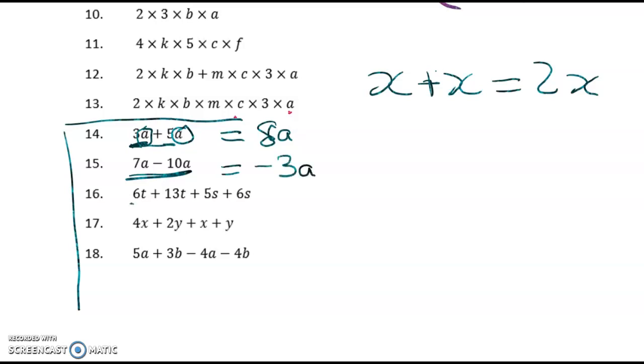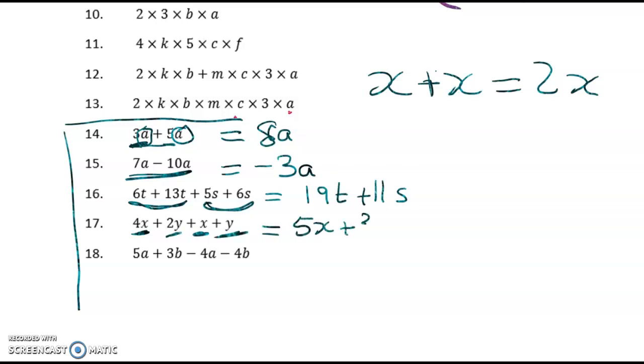Now in this expression here we can put the t's together and we can put the s's together. So we have 19t plus 11s. And the same thing here, we can put the x's together, so we get 5x, and we can put the y's together, so we get 3y.